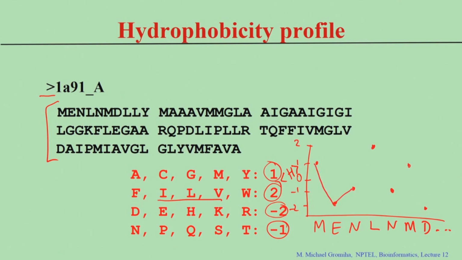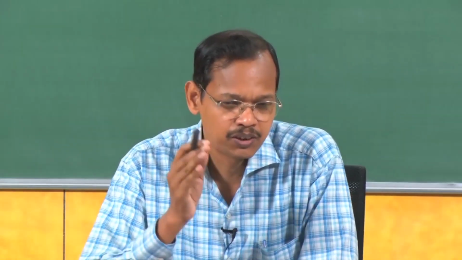Then we connect them. When you construct a plot, we can see some sort of patterns. These hydrophobicity profiles provide specific patterns which will be helpful to identify some secondary structures, or any specific motifs, or any segments which are traversing the membrane and so on.